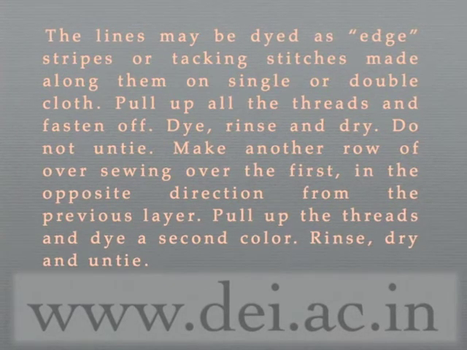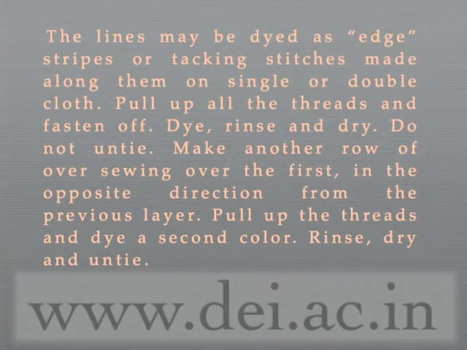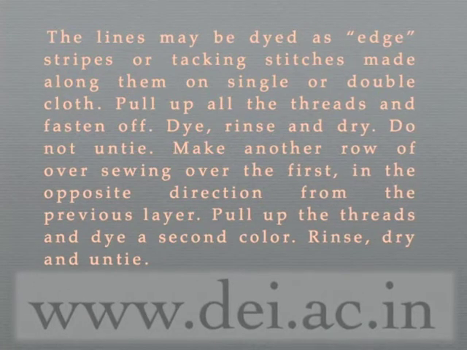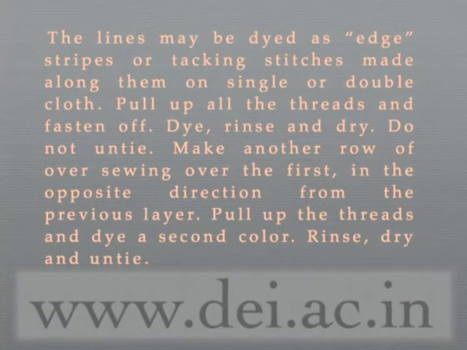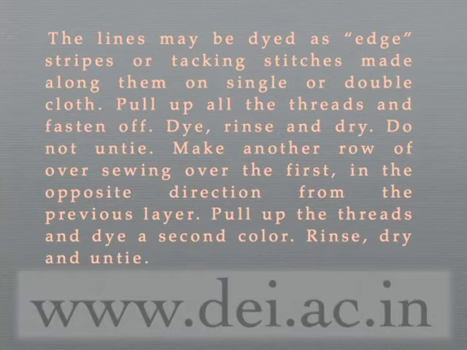Dye, rinse and dry. Do not untie. Make another row of oversewing over the first in the opposite direction from the previous layer. Pull up the threads and dye a second color. Rinse, dry and untie.